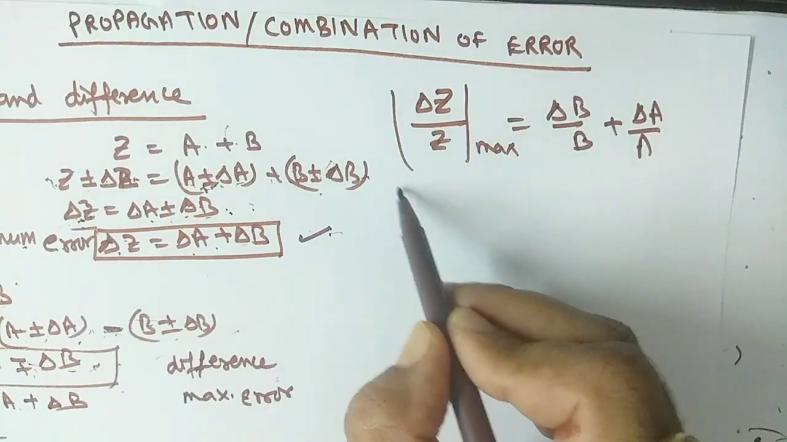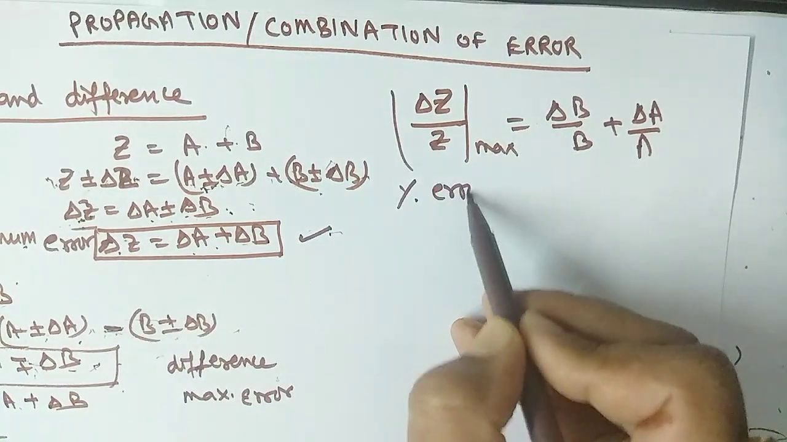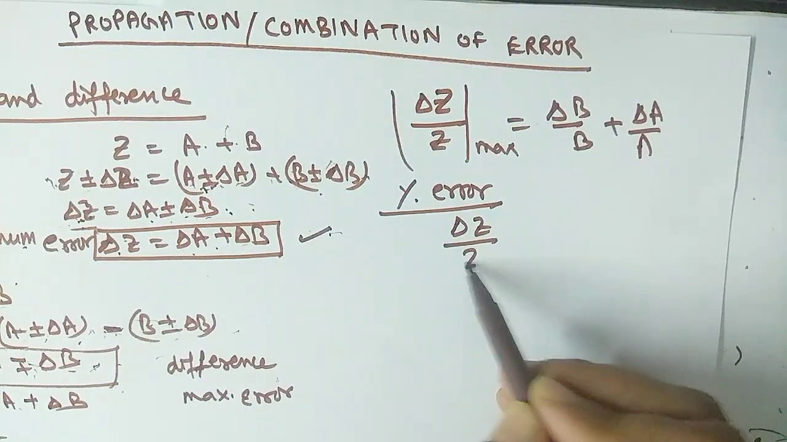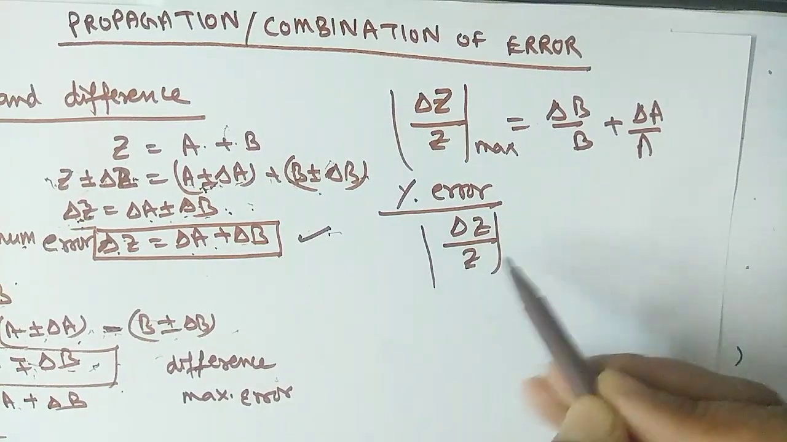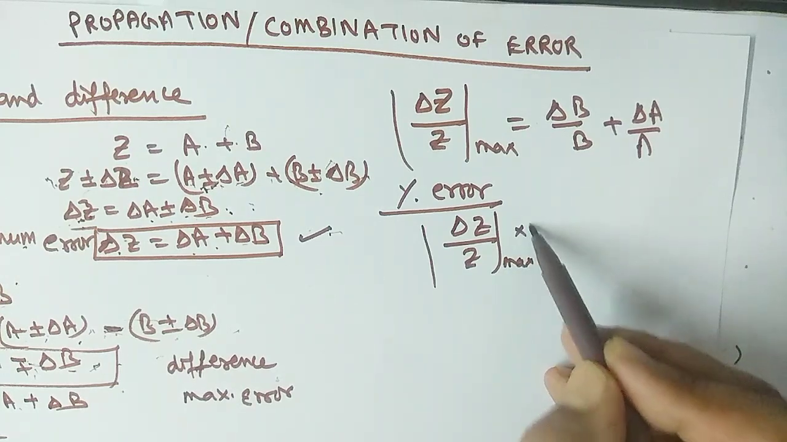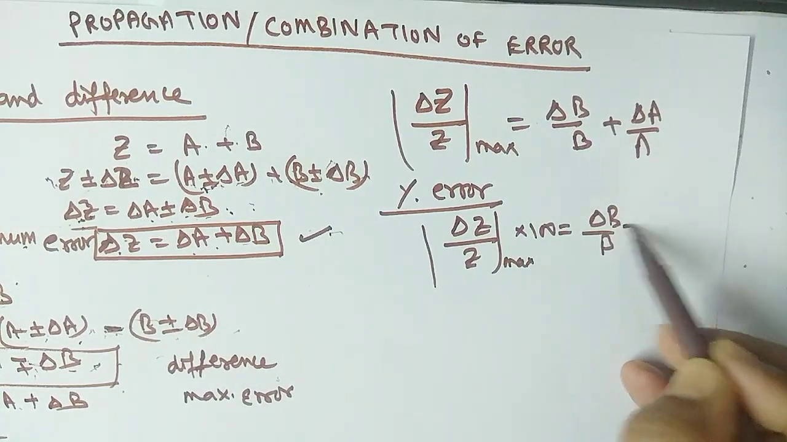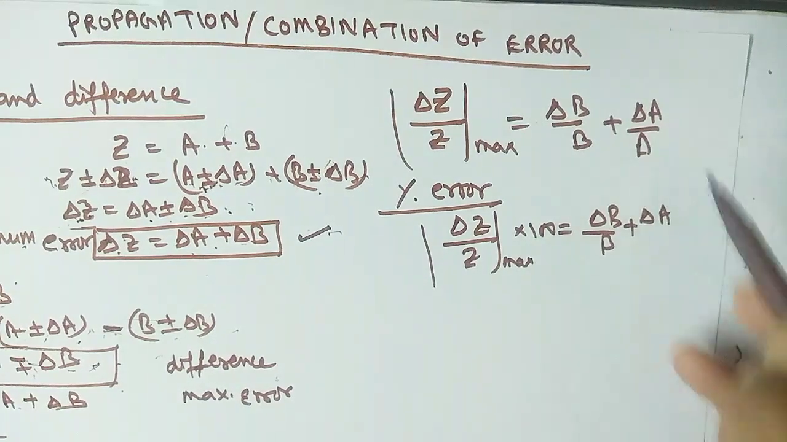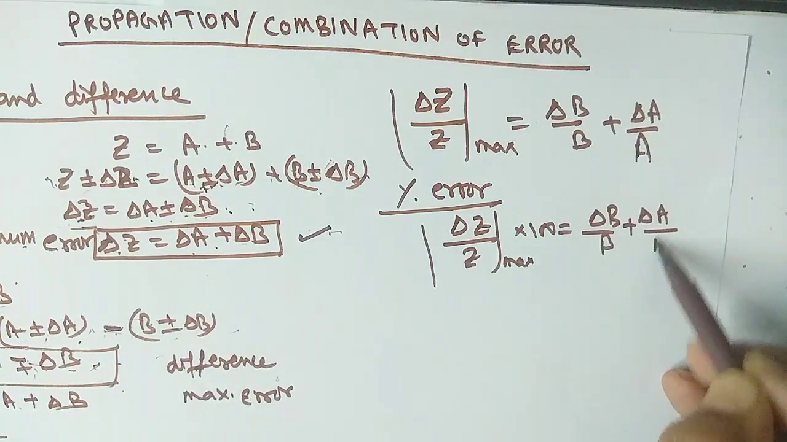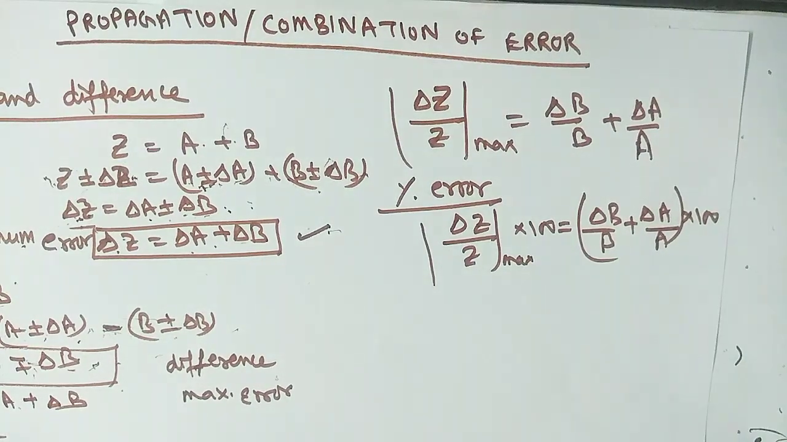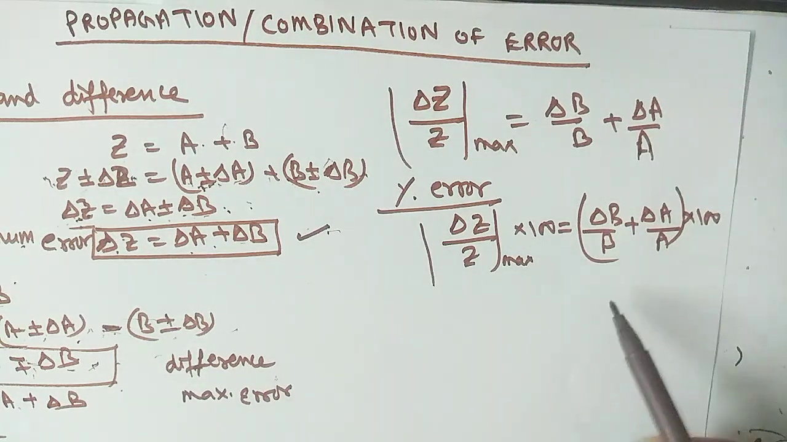And the percentage error, delta Z upon Z maximum into 100, is equal to delta B upon B plus delta A upon A into 100. So this is, in percentage, the maximum possible error in the case of the product.